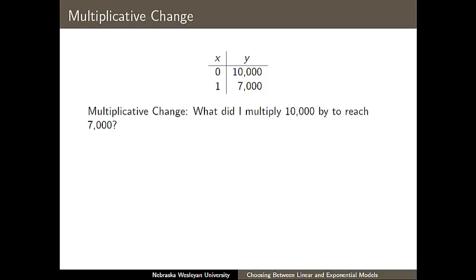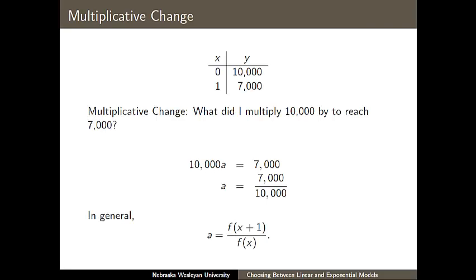If I thought an exponential function would model this data well, then I would ask a different question. What value should I multiply 10,000 by in order to reach 7,000? That is, 10,000 times what number is equal to 7,000? And if I solve for that number, then it's 7,000 divided by 10,000. So in general, for an exponential model, I'd like to divide consecutive values. I'd like to divide the later value by the previous value to see what number I need to multiply by to step forward in time.